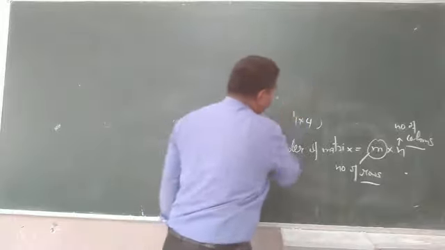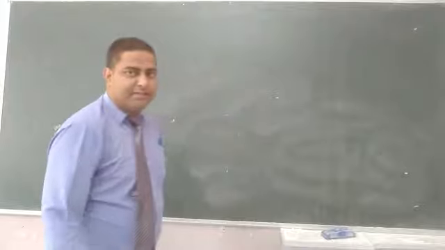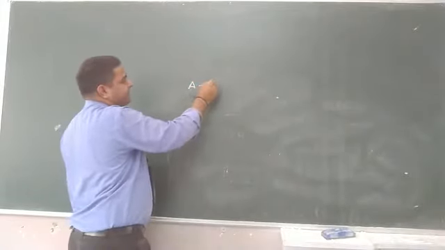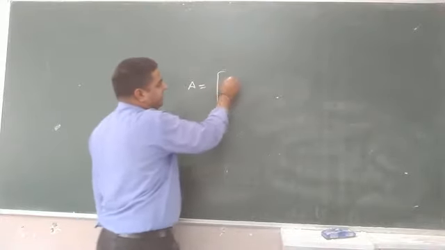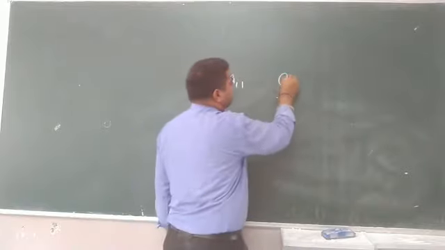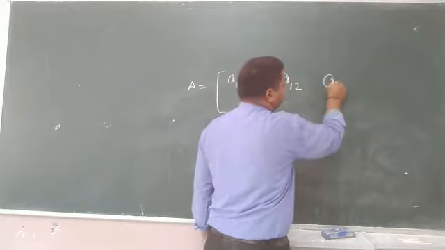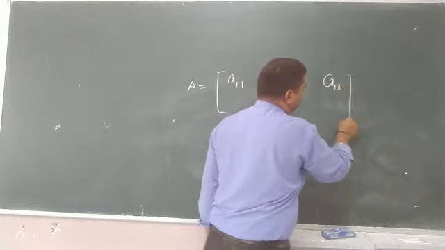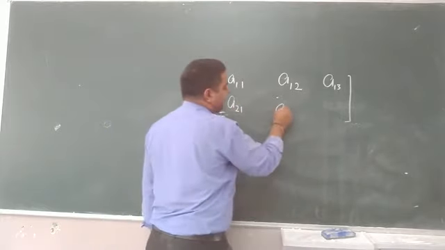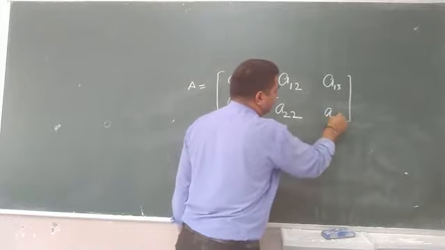Now, let us discuss the general form of a matrix. Let us see how to write the members. If we have a matrix A, the members of the matrix A are written in the form of A1,1. The second member is written as A1,2. The third member is written as A1,3. Then A2,1, then A2,2, and this is A2,3.